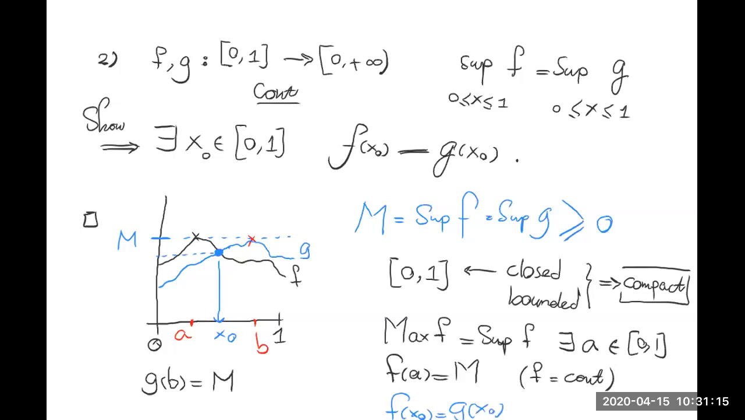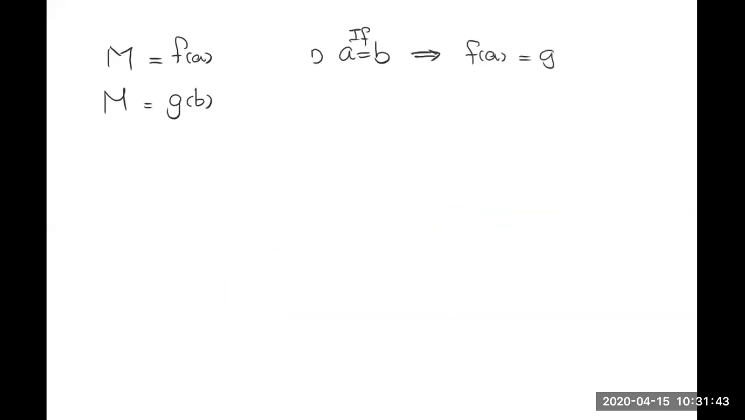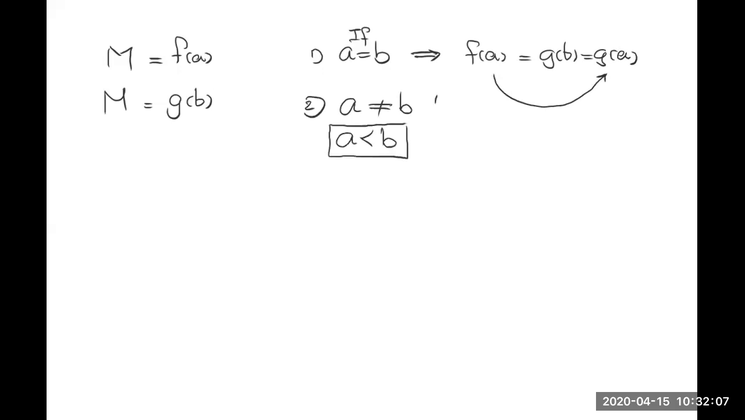Now let's write that down a little more rigorously, in the language of analysis. So there exists a point A where f of A is equal to m, and there exists a point B where g of B is equal to m. Now, if A is equal to B, we're done because f of A is equal to g of B, which is the same as g of A. So f of A is equal to g of A. So f and g are equal at one point, and that's it. So suppose they are not equal. Let's say A is less than B. The other case where B is less than A is completely similar. So without loss of generality, suppose A is less than B.